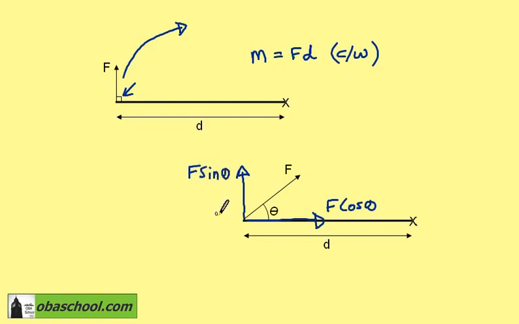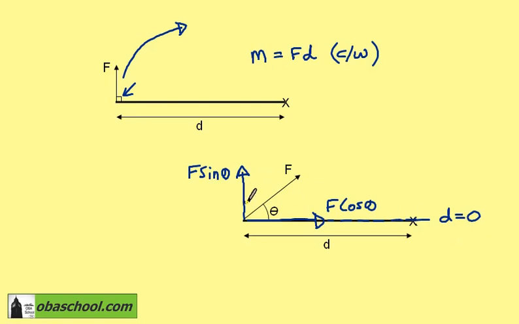The component in this direction has a line of action directly through the pivot. Therefore, its distance from the pivot is 0, and it has no turning effect.